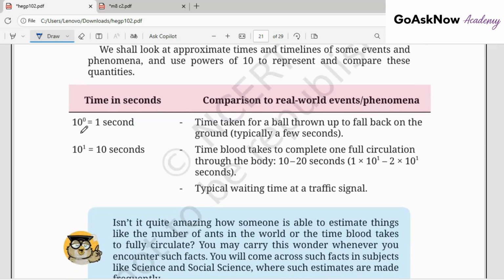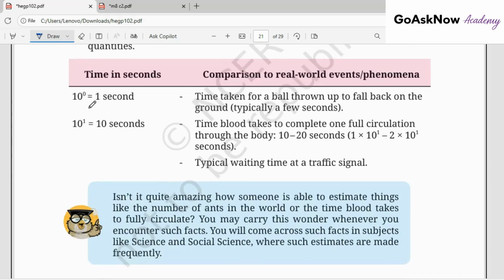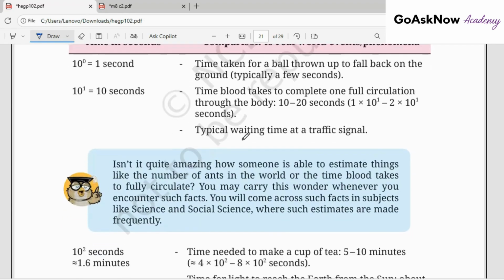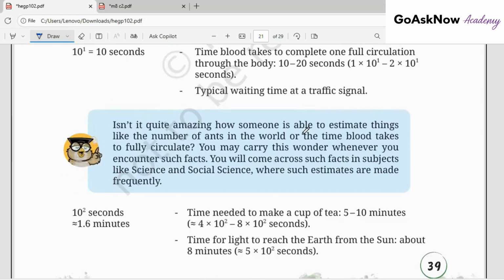Time in seconds: 10 power 0 is equal to 1 second. Time taken for a ball thrown up to fall back on the ground, typically a few seconds. 10 power 1 is equal to 10 seconds, which is the time blood takes to complete one full circulation through the body, 10 to 20 seconds. 1 into 10 power 1 to 2 into 10 power 1 seconds, typically the waiting time at a traffic signal.